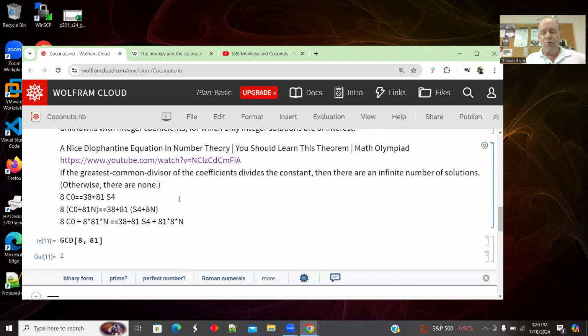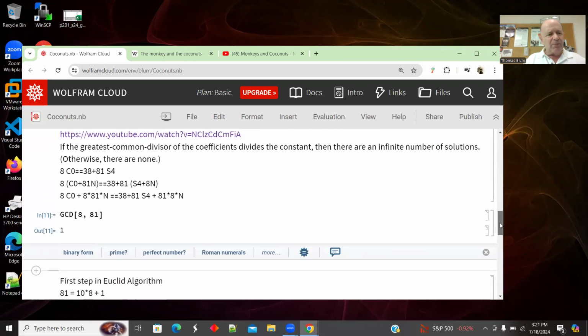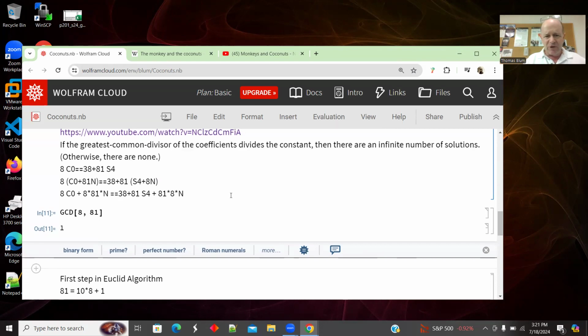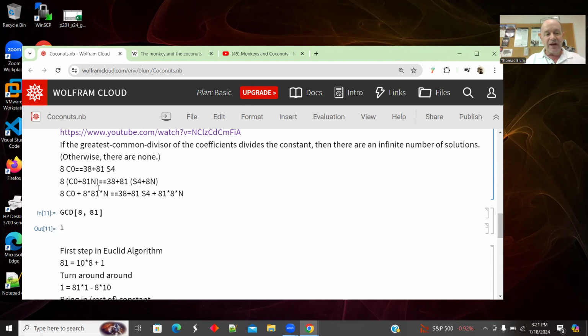So because the GCD in this case was 1, then of course it's a factor of the constant. And now I just want to show that for people, if you were like me and not as familiar with these kind of equations, here is this idea of the family. If I take C0, the one that had a coefficient of 8, and replace C0 with C0 plus the other coefficient, 81 times n, and then I have my 38 and my 81, and then I replace the S4 with, again, S4 plus the other coefficient, 8 times n.